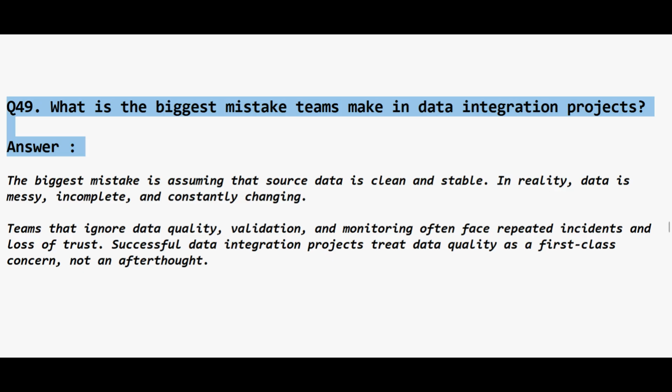Question 49. What is the biggest mistake teams make in data integration projects? Answer. The biggest mistake is assuming that source data is clean and stable. In reality, data is messy, incomplete, and constantly changing. Teams that ignore data quality, validation, and monitoring often face repeated incidents and loss of trust. Successful data integration projects treat data quality as a first-class concern, not an afterthought.